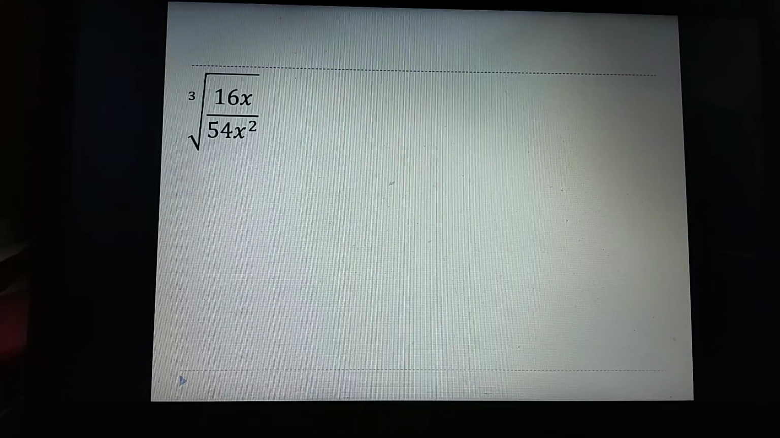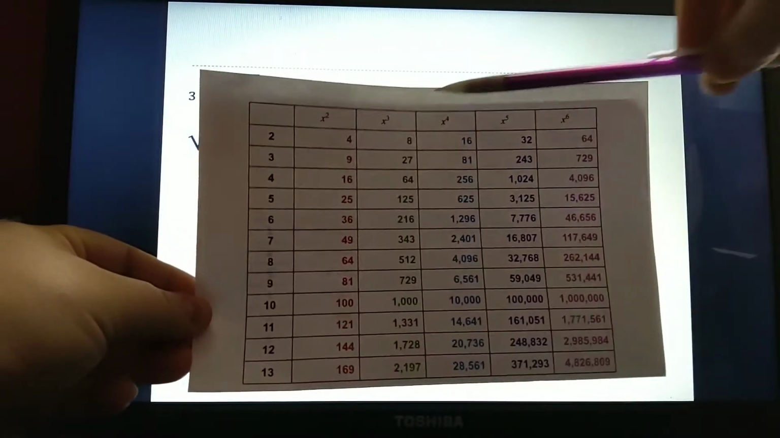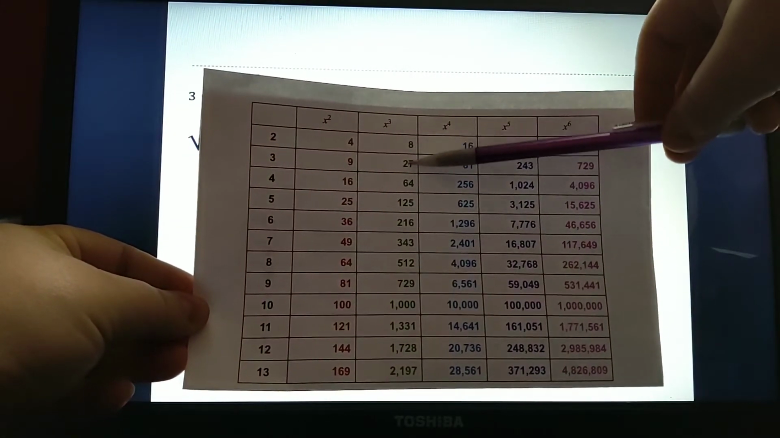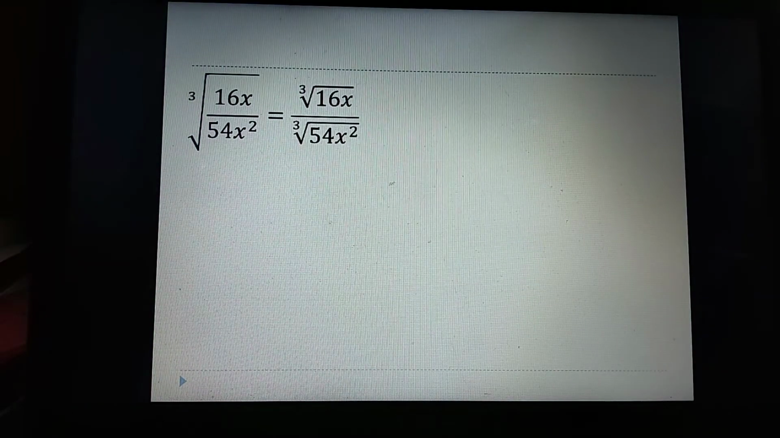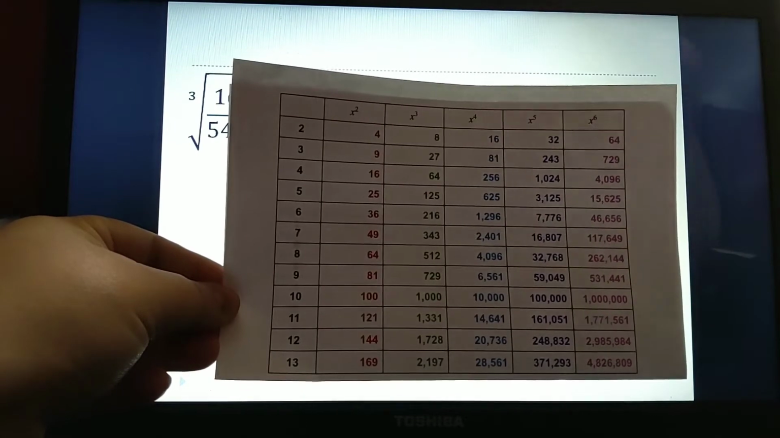Let's try another one like that. Okay, the 3rd root of 16x over 54x squared. All right, can't do 16 divided by 54, so we're going to split it up. Now we're going to look for the 3rd root of 16. We have 8 and 27, 16 is not on there. Now we're going to look for the 3rd root of 54. 54 is not on here.